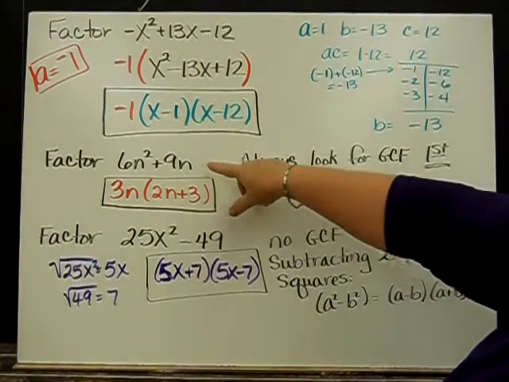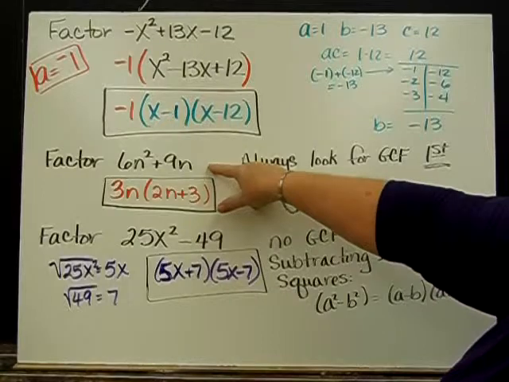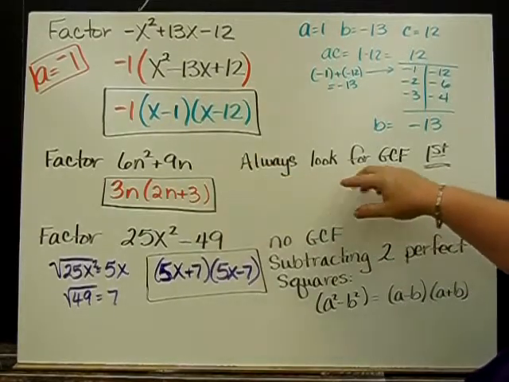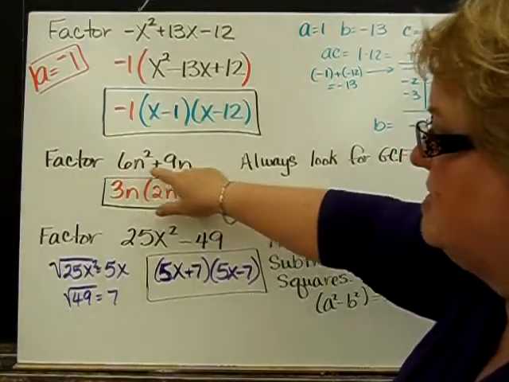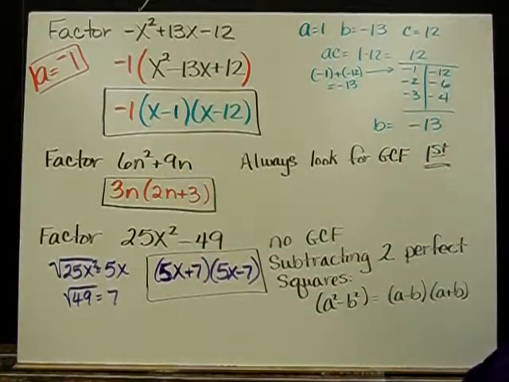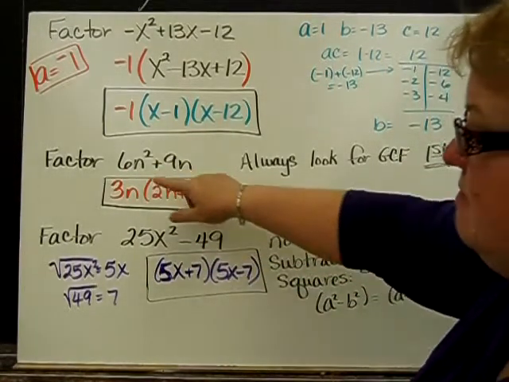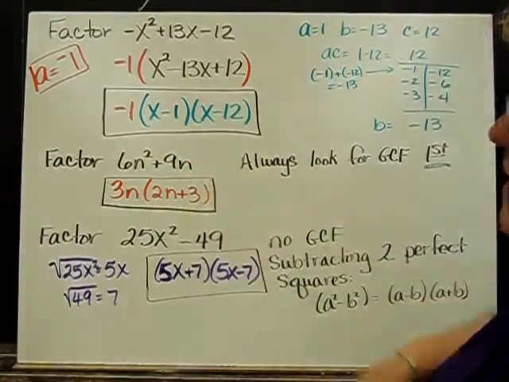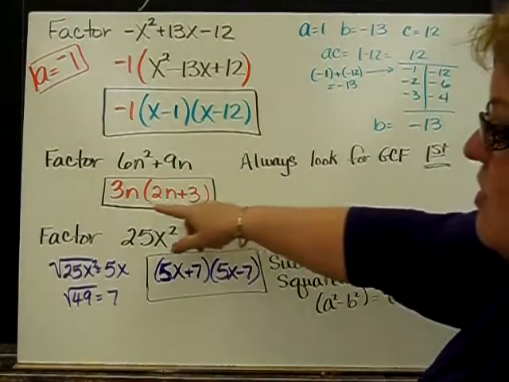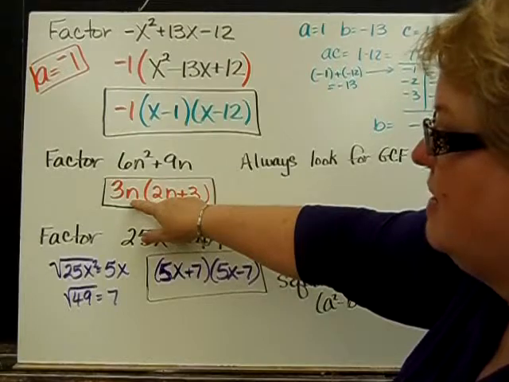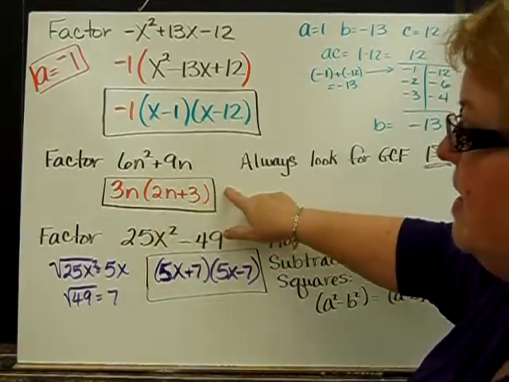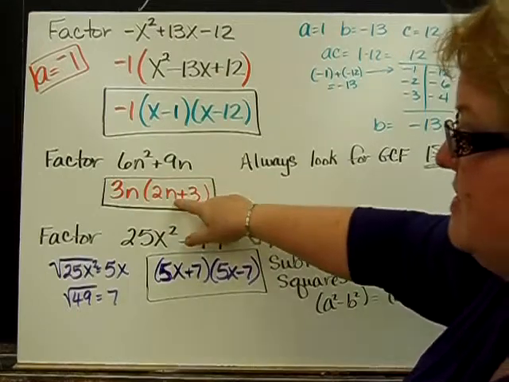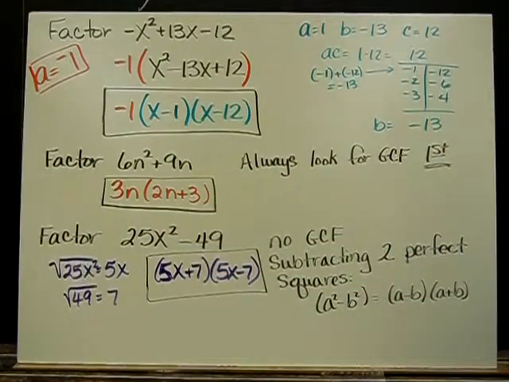In our next problem, we have 2 terms, so it's a binomial. The first thing we want to always look for when factoring is the greatest common factor. We notice that 6 and 9 have the factor of 3 in common, and n squared and n each have an n in common. So our greatest common factor is 3n. When we factor that out, that leaves us 2n plus 3. And that is completely factored because there's nothing else we can do with that.